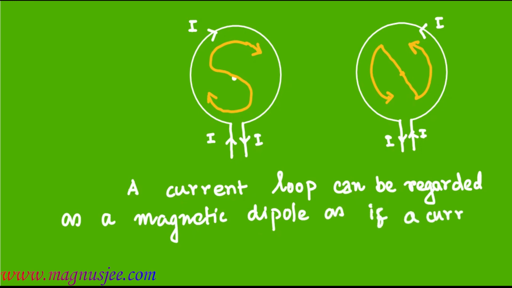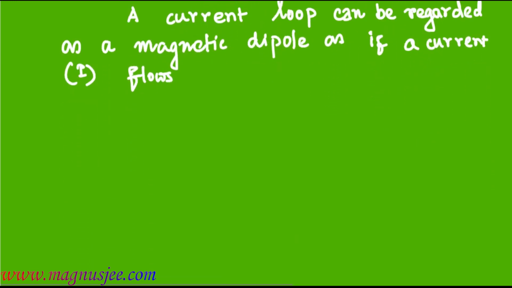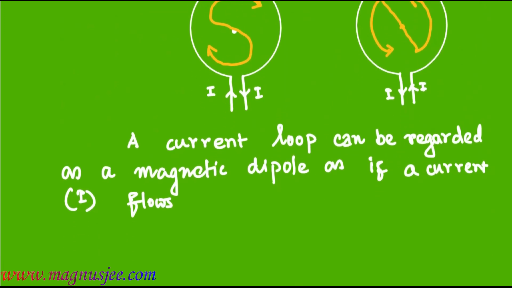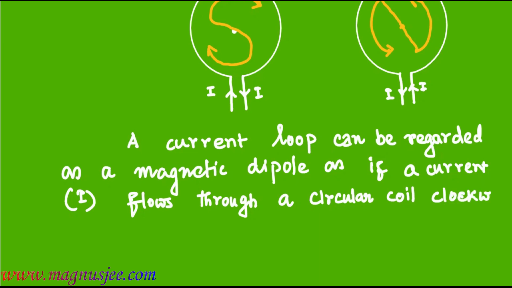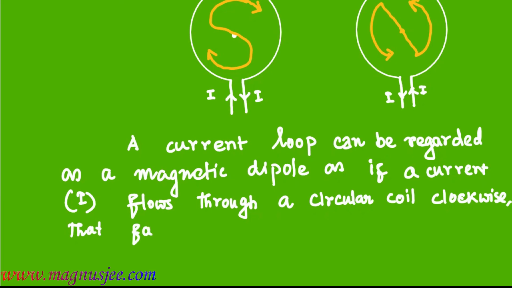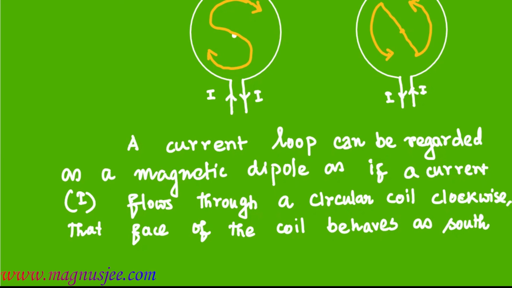As if a current I flows through the circular coil clockwise, that face of the coil behaves as a magnetic south pole.